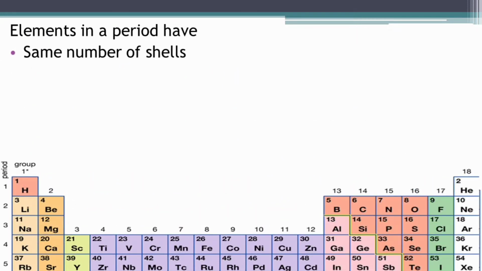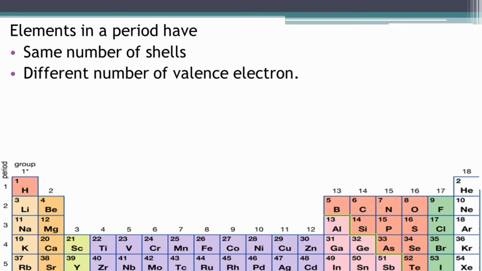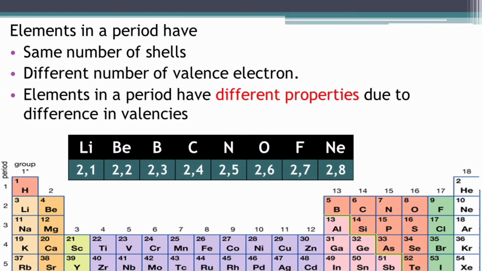Elements in a period have the same number of shells and different numbers of valence electrons. This difference in the number of valence electrons gives rise to different properties in the elements present in a period. Now, here is an example. Here are 8 elements taken from the second period: lithium, beryllium, boron, carbon, nitrogen, oxygen, fluorine and neon. If you see, all these elements have 2 shells, K shell and L shell.